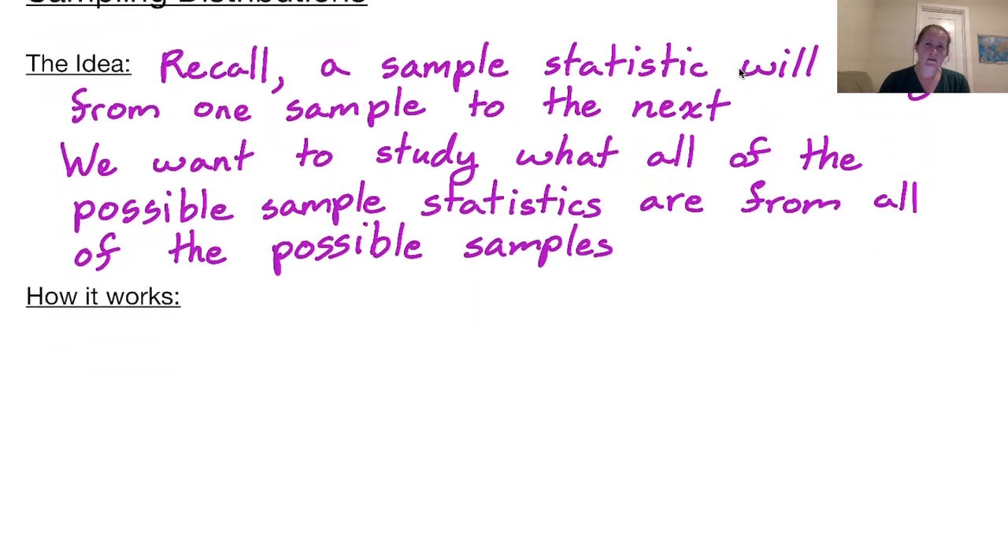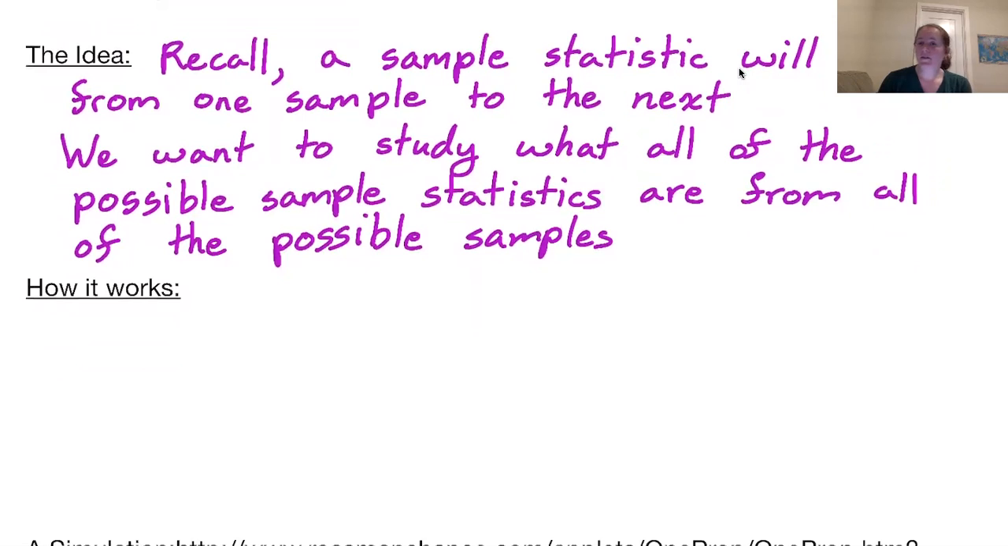So how it works, in theory, if we had the entire list of population data, we could find the, say, average or proportion for every single sample, and then just look at the spread of all that. So let's just do a very small population and look at very small sample sizes, and we can see what the distribution would look like.